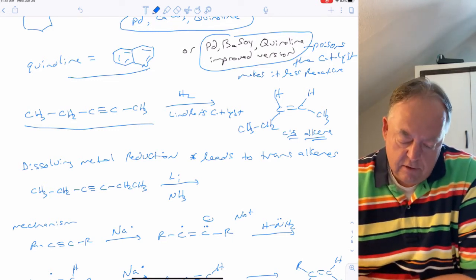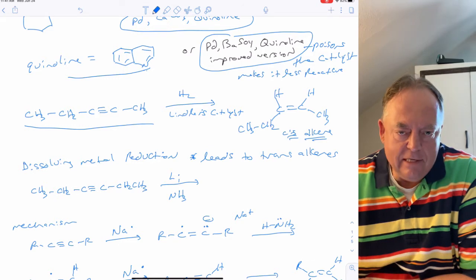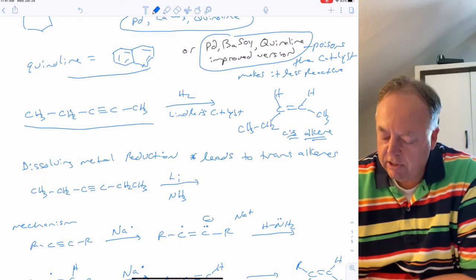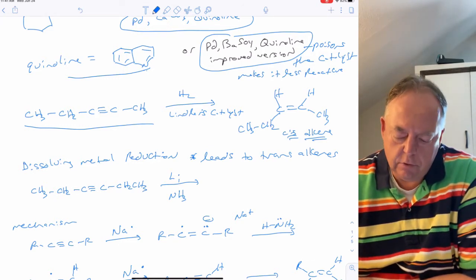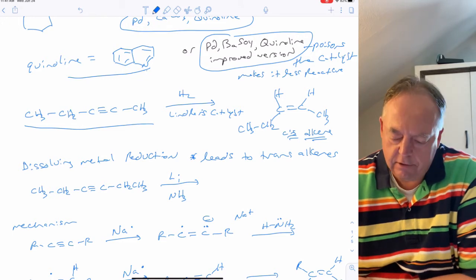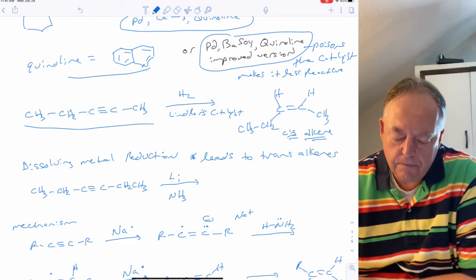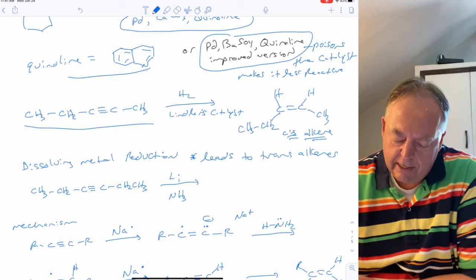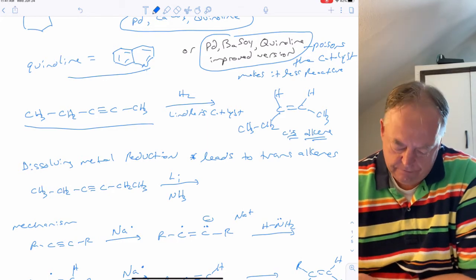So this is an important reaction because it's not easy to make cis alkenes, right? Usually if you do an E1 or E2 elimination, you would typically make the trans alkene because it's thermodynamically more stable. But in this particular reaction, it only makes the cis alkene.